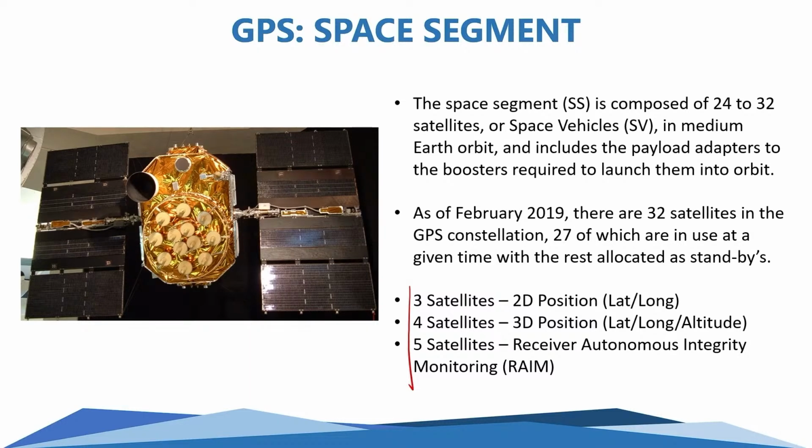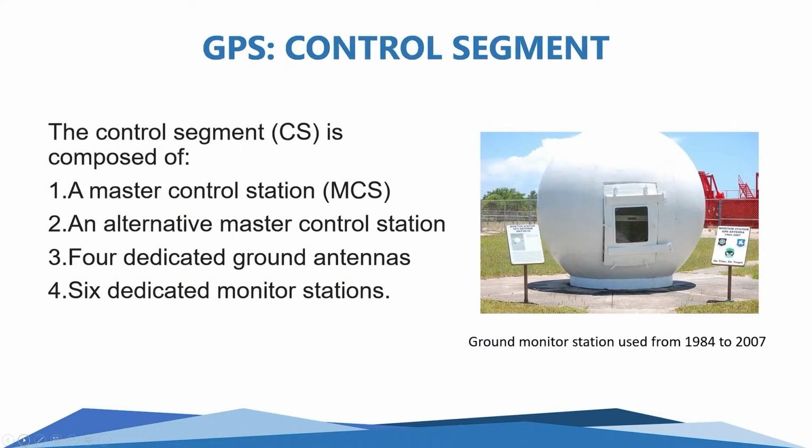The way that I used to always remember this was I used to just write down 2D, 3D, and then RAIM. And you just kind of add one more to the number. So if you need 2 dimensions, then it's 3 satellites, 3 dimensions, it's 4, RAIM is 5. So whatever is going to help you to remember how many satellites you actually need to figure out your actual position.